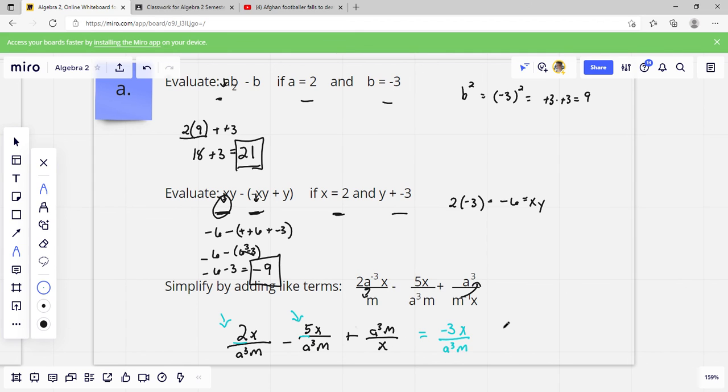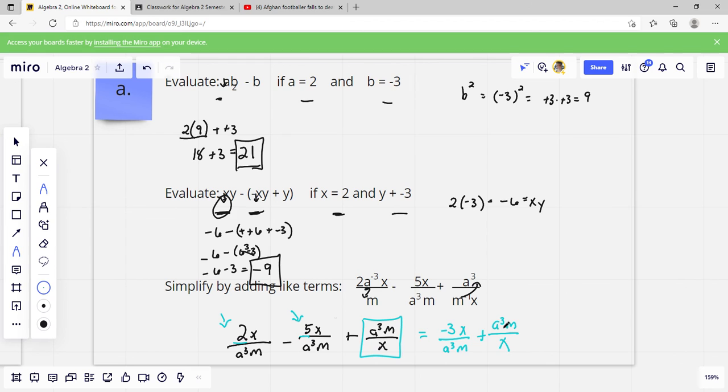And then I just tack this last one on because it doesn't have any like terms. So plus a to the third m over x. That third needs to be a little bit higher. All right, let me double check that one. A to the third m over x minus 3x.